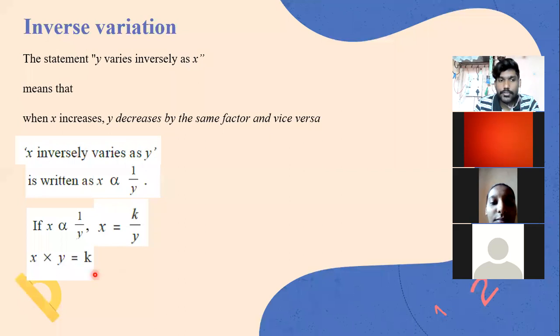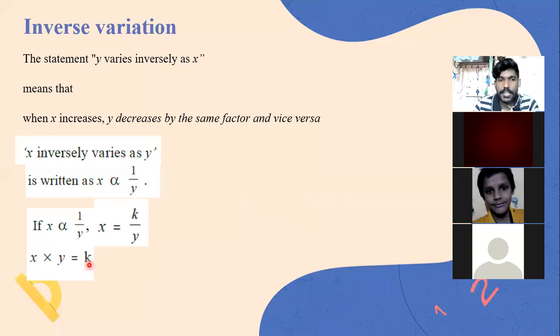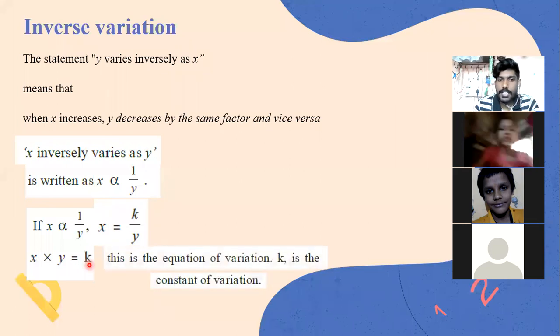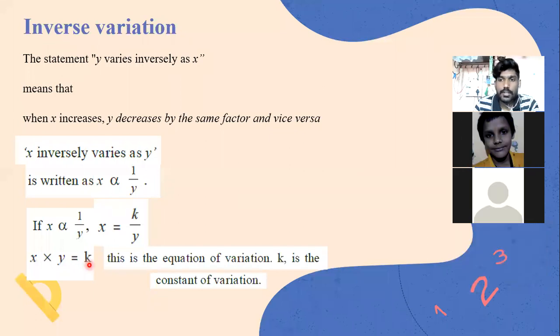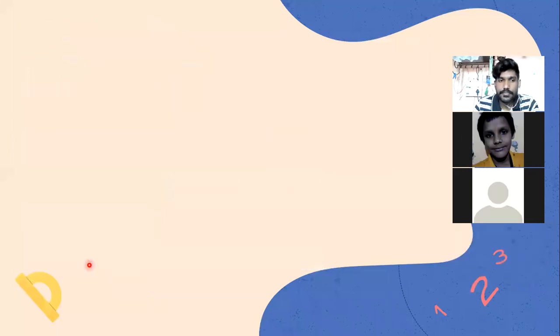And if you want to find out the value of k, then if we take this y on the other side, it will get multiplied with x. So this becomes x into y is equal to k. So this is the way we find out the value of the constant k. This is the equation of variation, and k is called the constant of variation.